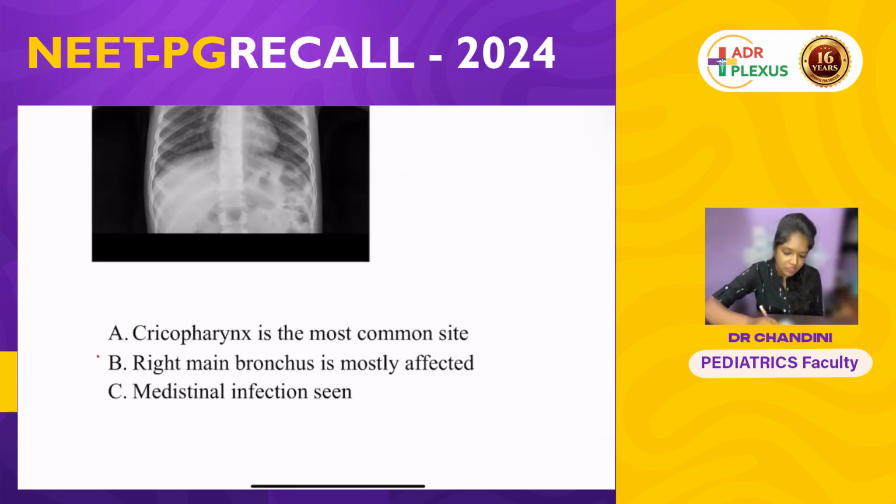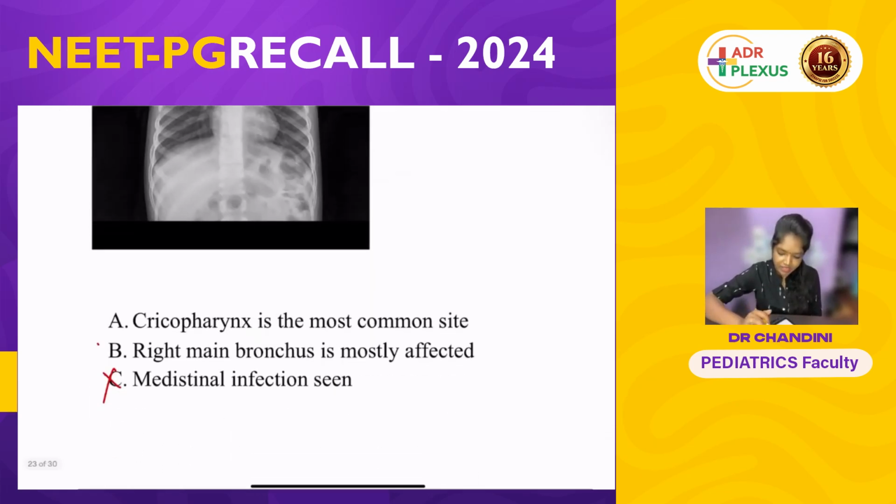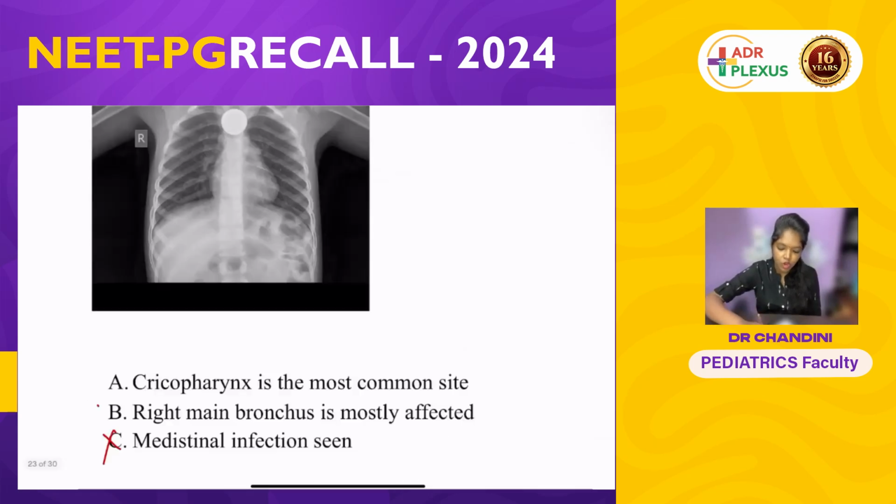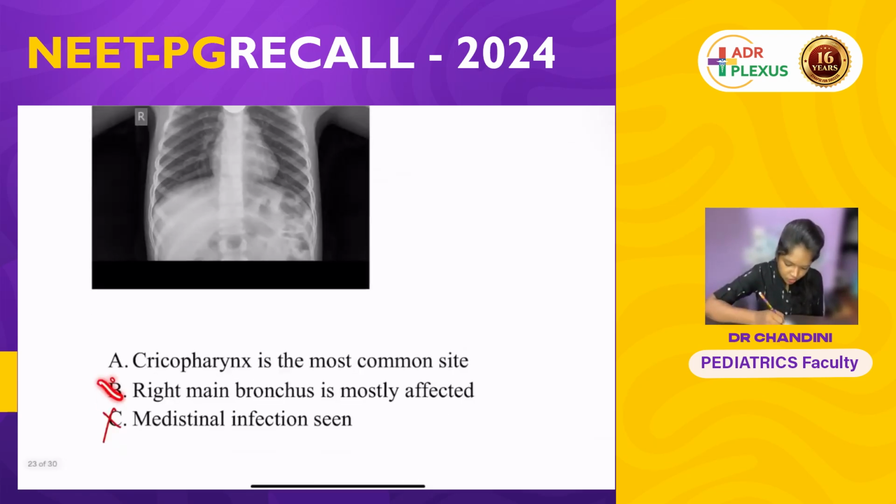So if you see here, it is not mediastinal infection. This is a foreign body. Right main bronchus affected? No, you can see here the foreign body is a flat object which is present in the esophagus. We have already discussed. So this is not in the right main bronchus. So that is also ruled out.